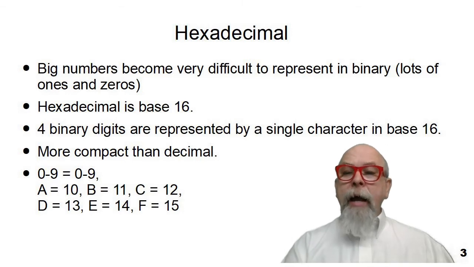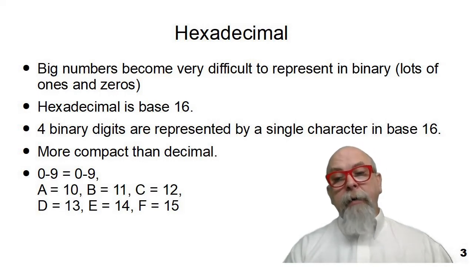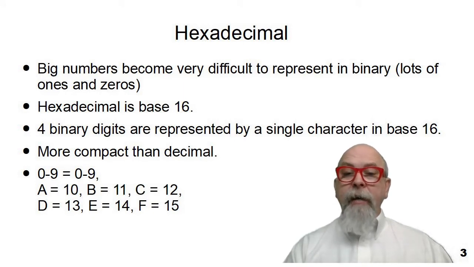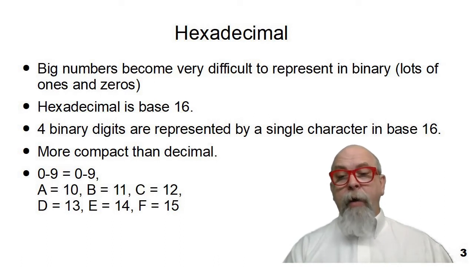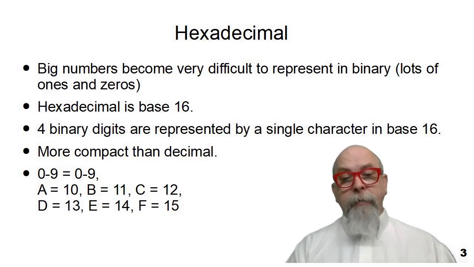What we kind of figured out was, well, we could group each four digits of binary, and that gives us 16 different possibilities. And instead of writing a number in binary, we will often write a number in something called hexadecimal, where each digit represents the values 0 to 15. It's a lot more compact than writing binary, and it is more compact than writing decimal numbers.